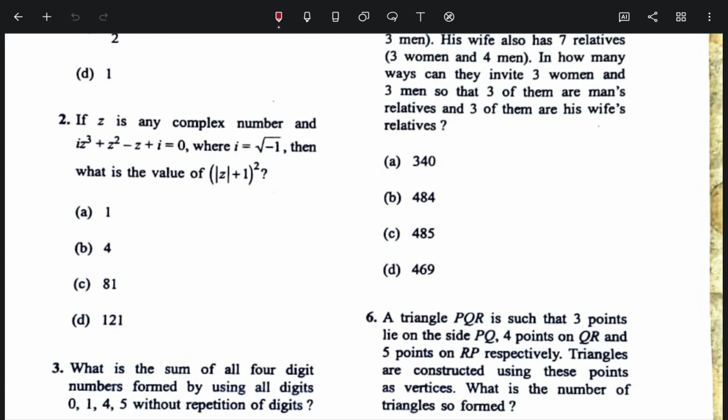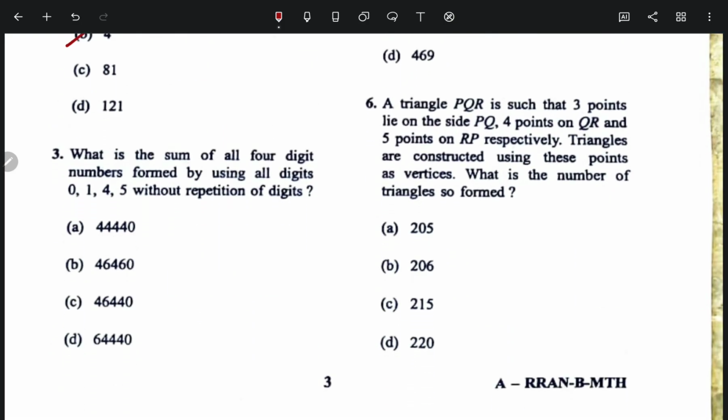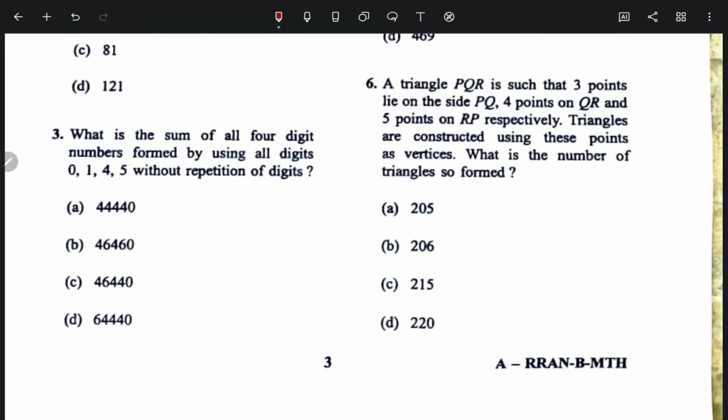If you look at question number 2, you have a complex number equation and they have asked for the value of modulus of z plus 1 the whole square. Even by looking at the equation, you can see that z can take the value of i, and keeping z equal to i, we get the answer 4.